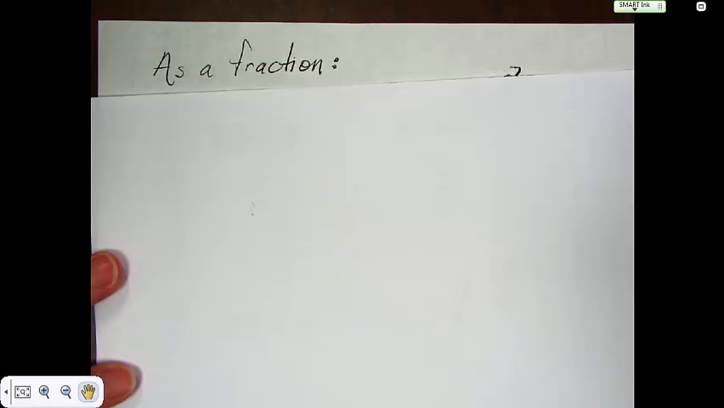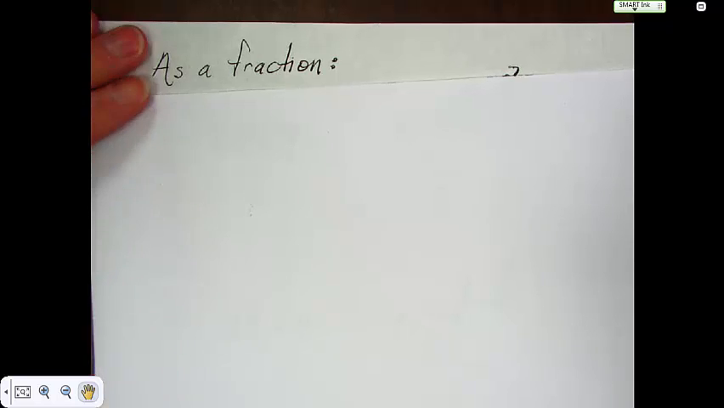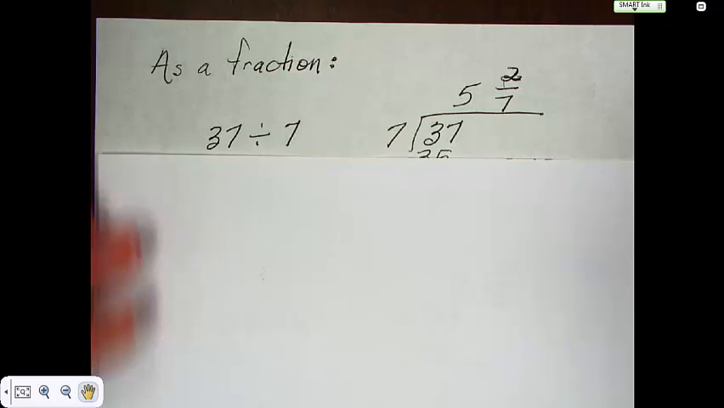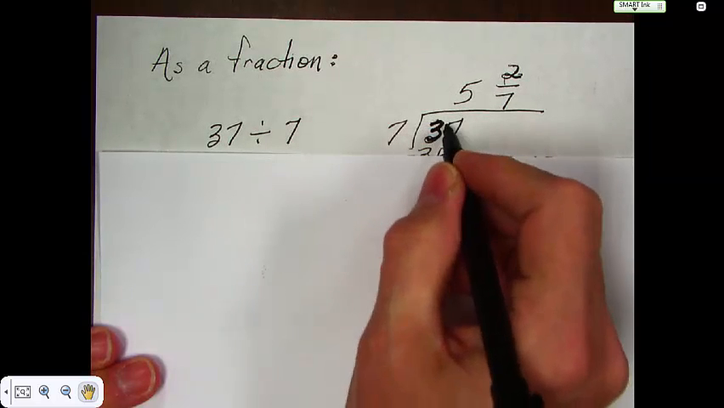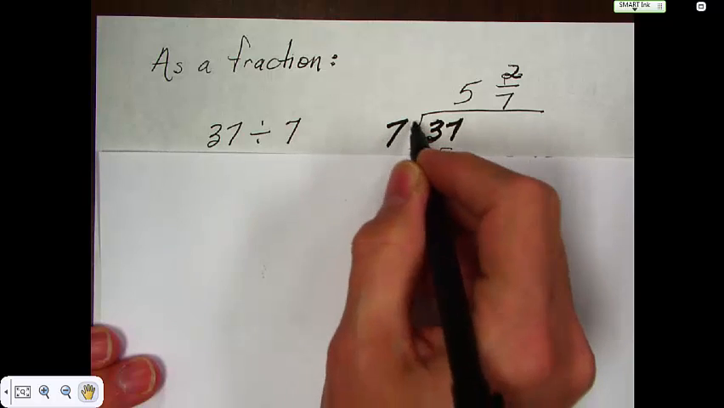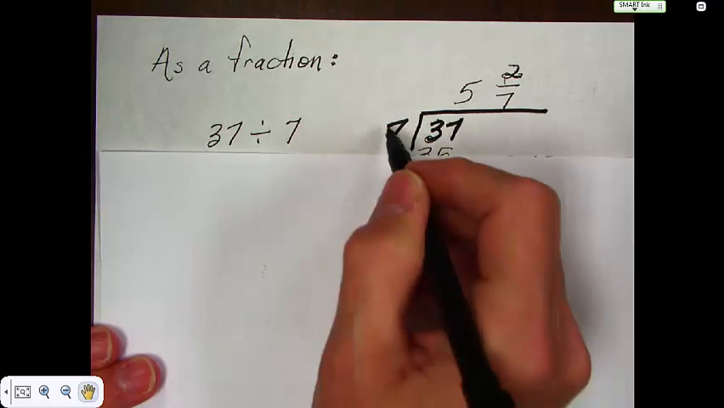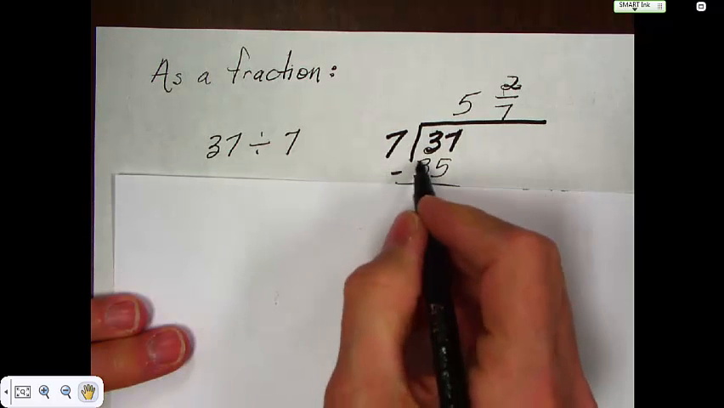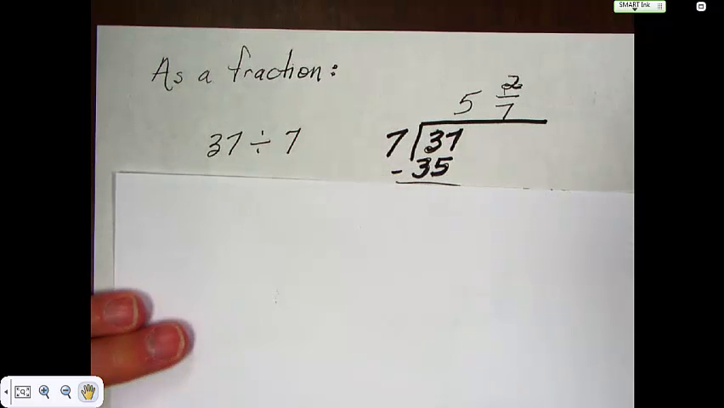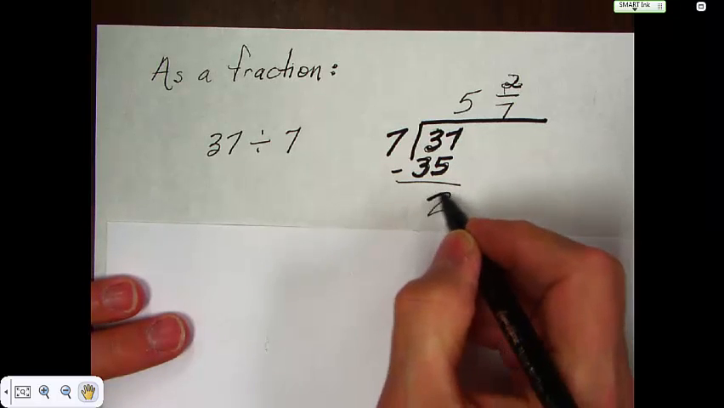Okay. Last thing I'm going to talk about is writing the remainder as a fraction. And this is one of the easiest ones there is. Okay? If I was to divide 37 by 7, I put 37 here in the box. I'm going to divide it by 7. 7 goes into 37 5 times. Subtract. And you end up with a remainder of 2.